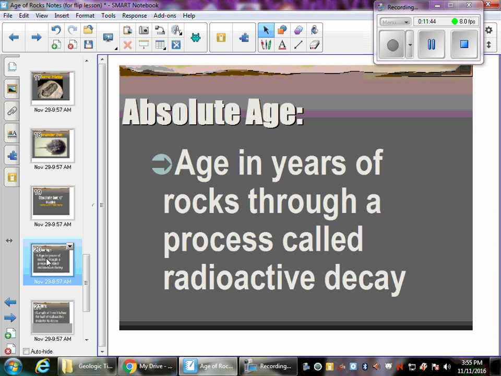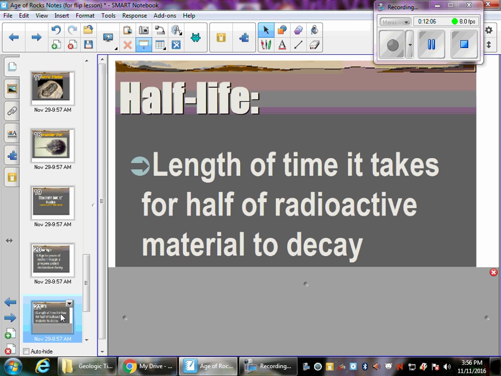And one really common thing that we look at is what's called carbon-14. Carbon-14 breaks down at a certain rate, and we can measure that and calculate how old something is. Now, we're not going to do the calculations in class, but I want you to understand that they use this process to come up with a number that gives us the absolute age. In order to do that process, you have to know what a half-life is. So a half-life is the length of time it takes for half of radioactive material to decay.